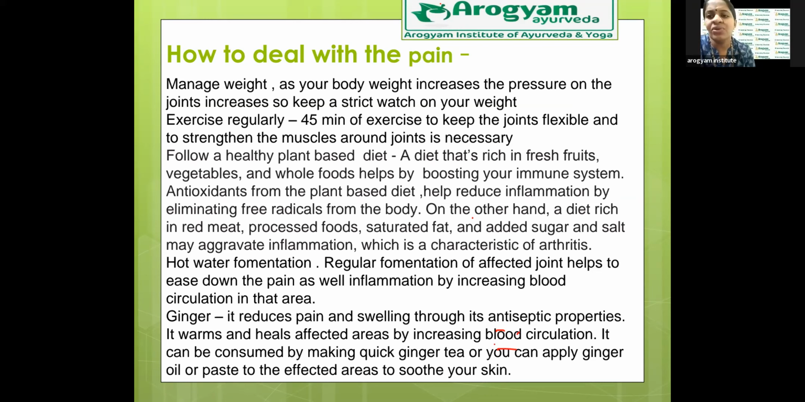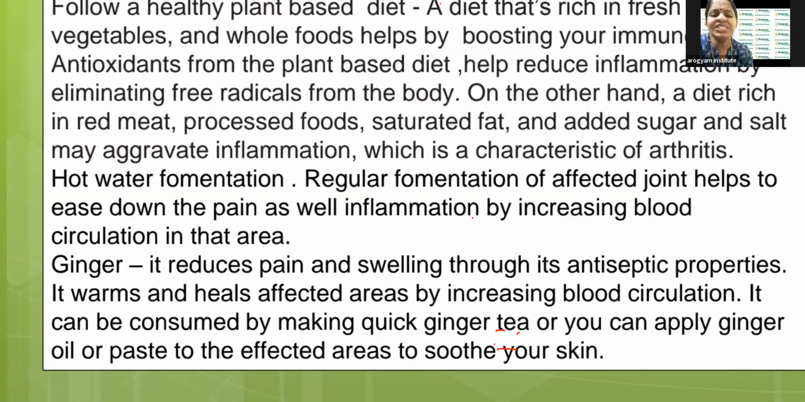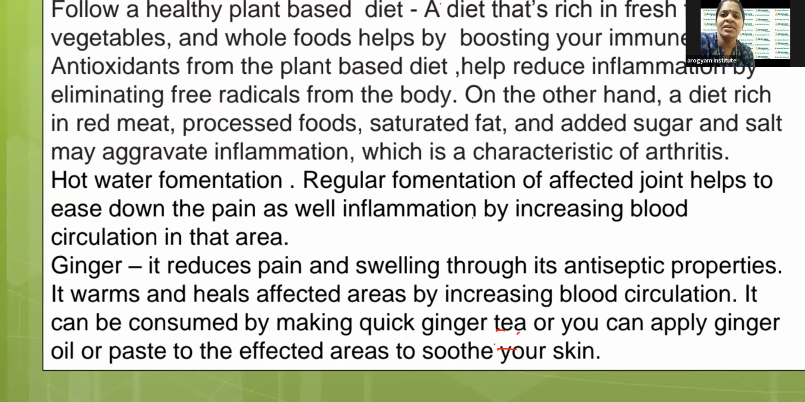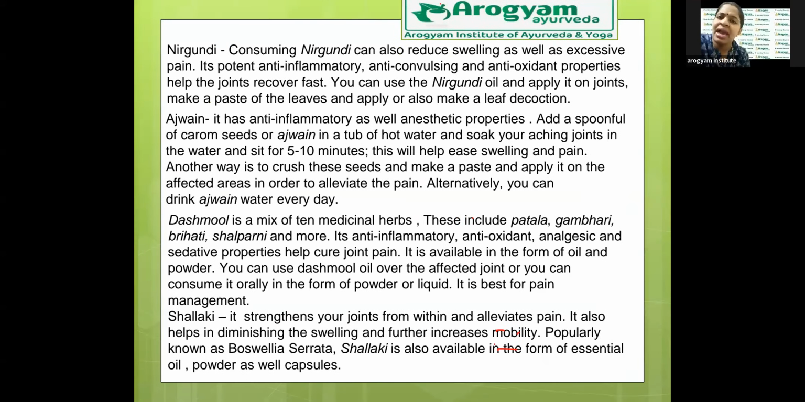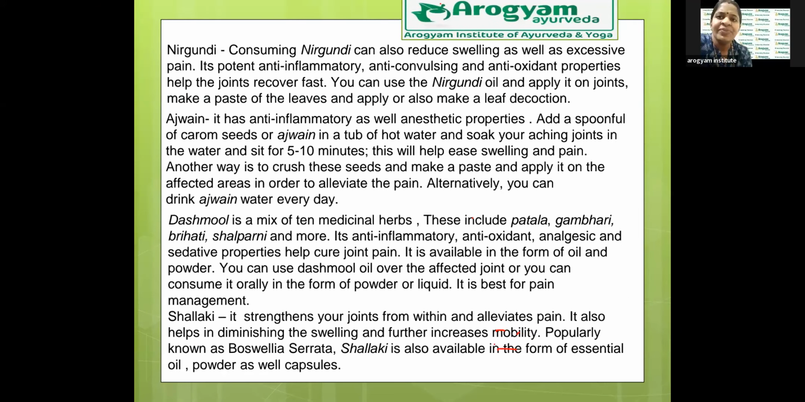It can be consumed by making ginger tea, or you can apply ginger oil or paste at the affected areas to soothe your skin. So that is regarding ginger. कुछ preparations होते हैं आयुर्वेद में which also contain this ginger and they are very well suitable for dealing with joint pain. And कुछ और जड़ी बूटियां like nirgundi, ajwan, dashmul, shallaki, and then eucalyptus, all turmeric, all these are actually very good. Let us see about each.